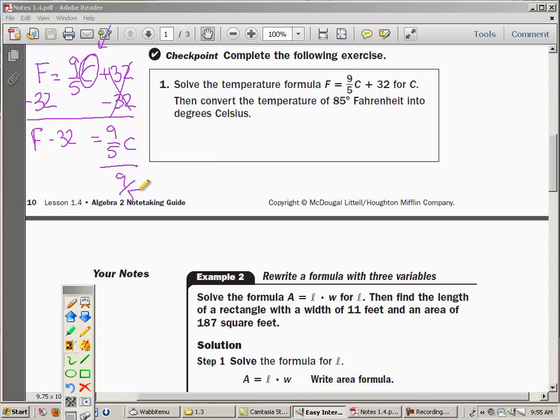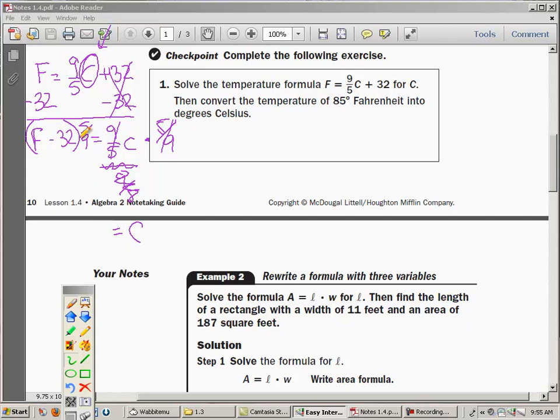We don't want to divide by 9/5. We don't divide by fractions. Instead, we multiply by the reciprocal. So we're going to multiply this side by 5/9, which is going to effectively eliminate the 9/5 and get C all by itself. Be careful though, because you have to multiply the entire left side of this equation by 5/9.